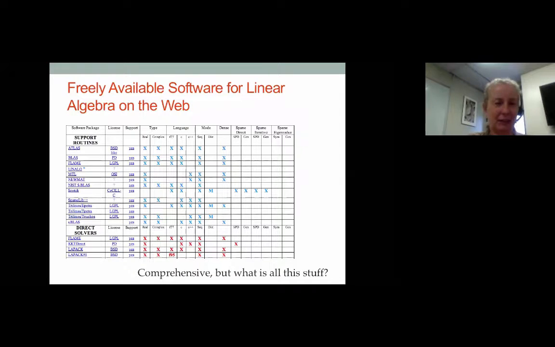And all across the right is a whole bunch of checkboxes for various properties that these packages have. So I have to learn some stuff just in order to read this. But then again, on the left-hand side, what I'm getting is packages. I'm not getting the single routine that I set out to find to help me solve that linear system.